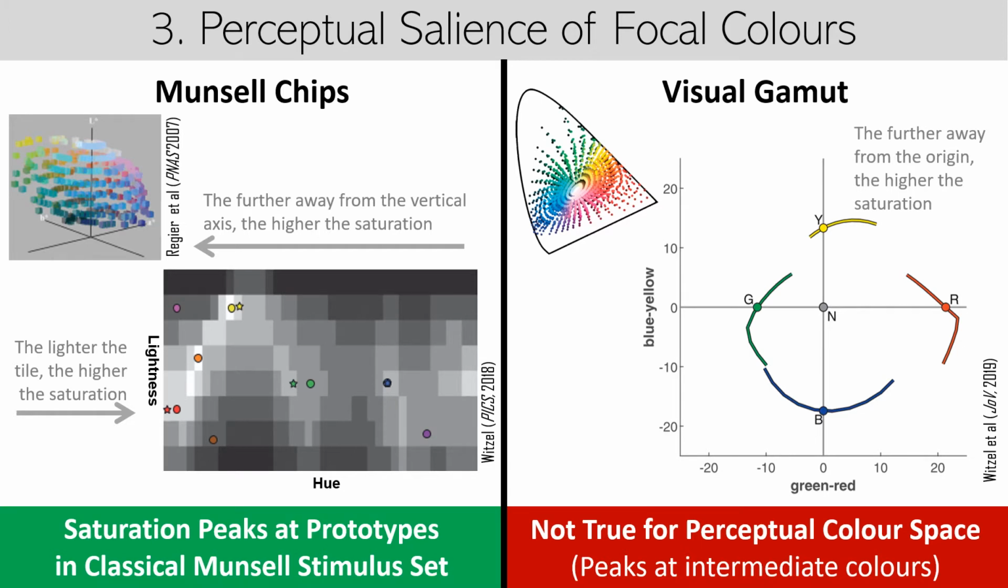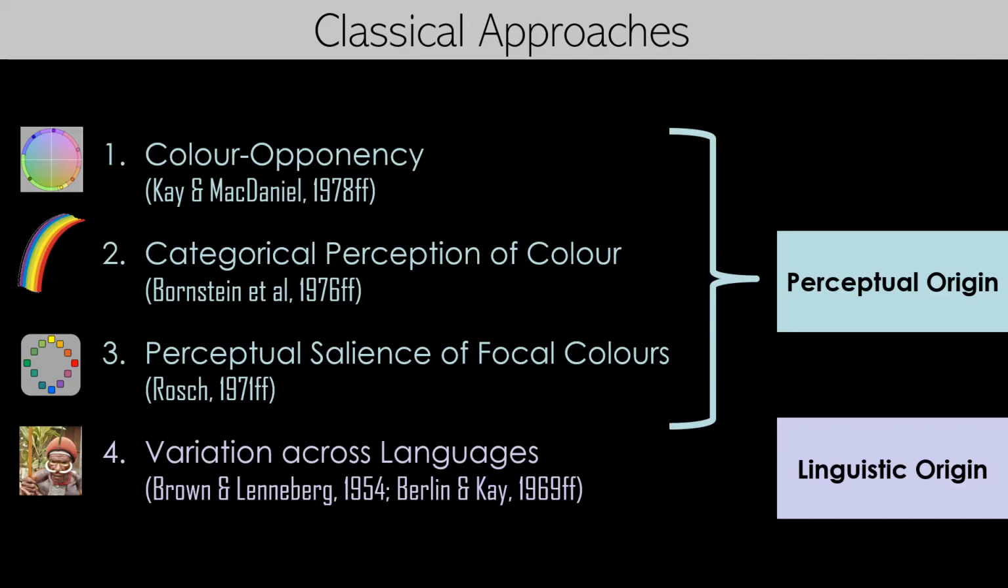As a result, the typical red, yellow, green, and blue are protruding when representing the stimulus set in a three-dimensional color space. This has led some authors to claim that the prototypes of red, yellow, green, and blue are so-called focal colors due to their perceptual salience. However, this is a property of the stimulus set, not of human color perception. There exist intermediate colors that are more saturated than those category prototypes. The fourth approach looked at variation across languages.